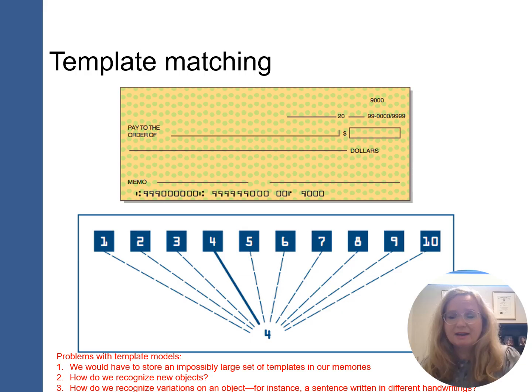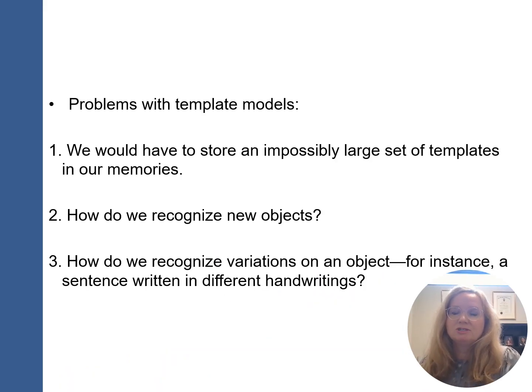Also, how do we recognize new objects? A lot of times we have no problem figuring that out. And so how would we do that if we didn't have a template in our head? And then how do we recognize variations on objects? For example, you have a template for a certain kind of font, like maybe Times New Roman 12-point font, but then suddenly you're reading in Georgia font. And if this sentence is written in different handwriting, can we still read it? The template model would say no, you couldn't, because you wouldn't have a matching template in your brain. But we can do this. And so those are all challenges of the template models.